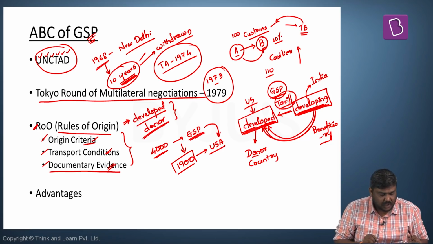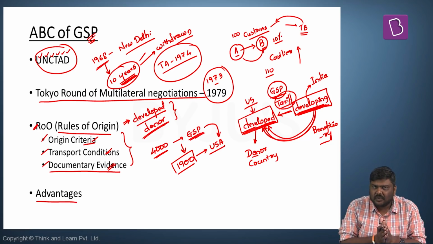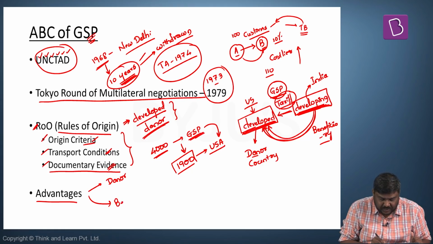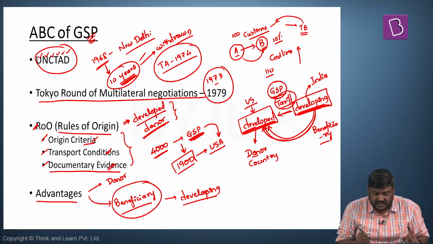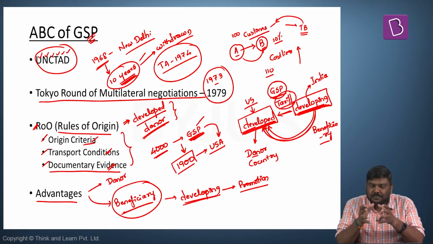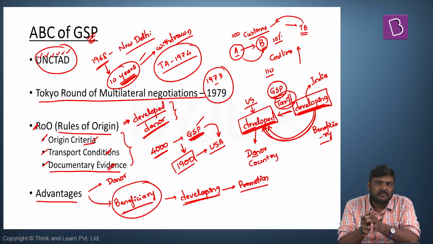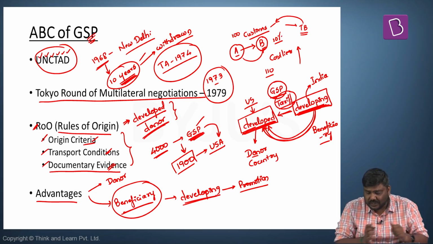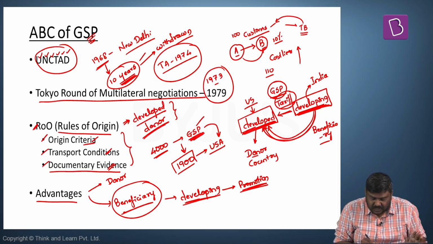Now, what are the advantages? Let's look at the advantages from two perspectives. One, the advantages for the donor country and the advantages for the beneficiary country. Let's start with the latter, that is the beneficiary country. Since these particular beneficiary countries are developing countries, there will be promotion of exports because of the concept of a GSP. That is, the products which are manufactured in developing countries become cost effective when they land into the developed economy. That is one benefit which will promote the exports from the developing countries.